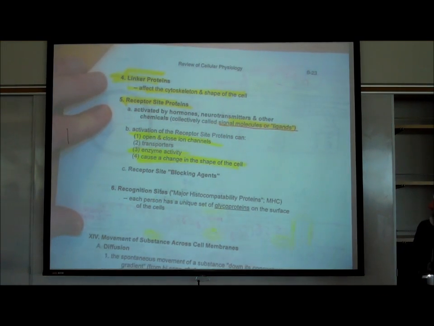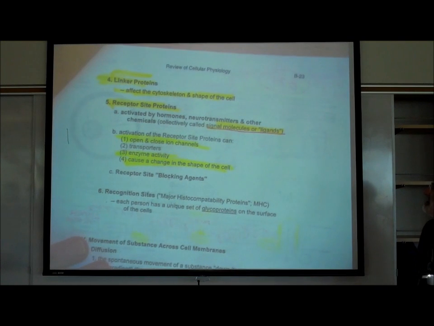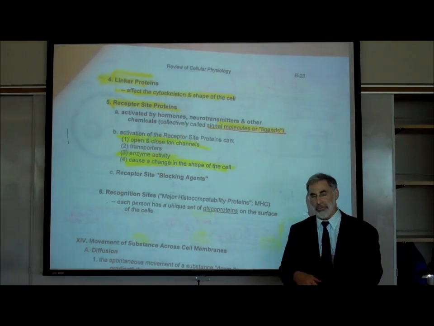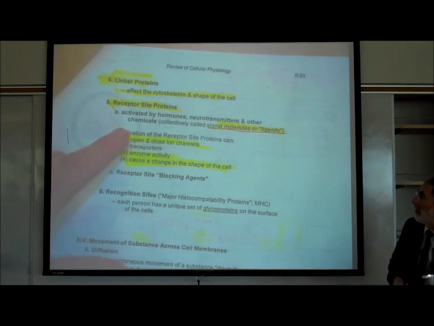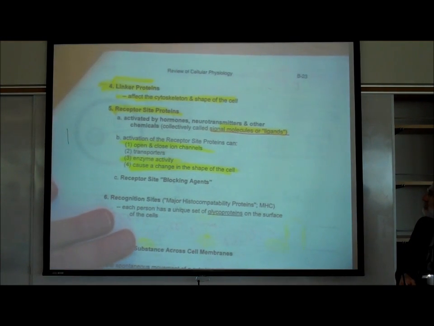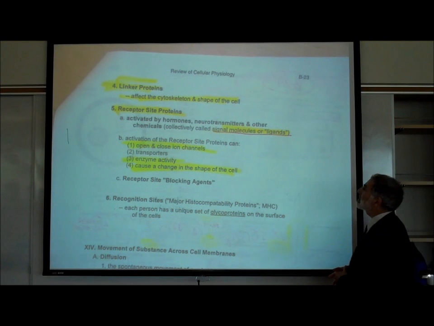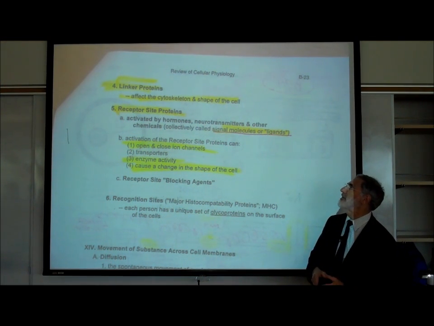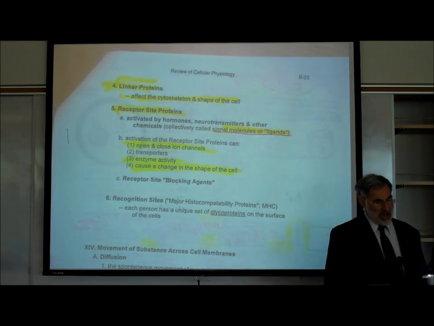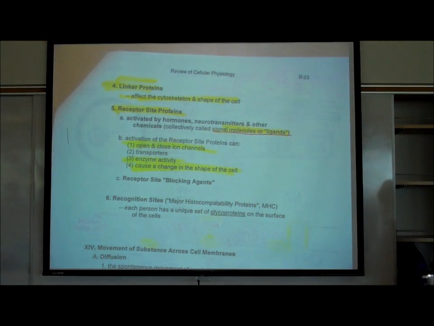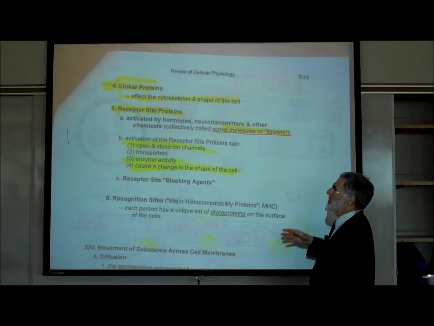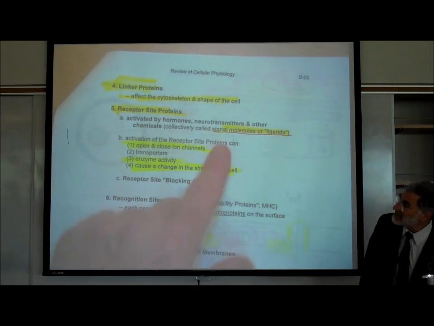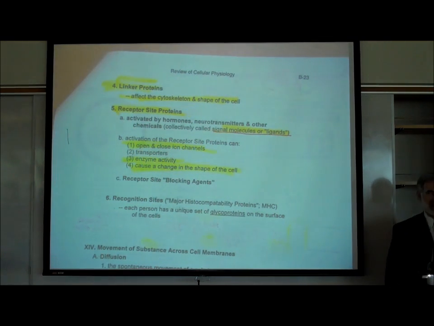Now, another very important protein, I would say among the most important of all the proteins, certainly in the cell membrane, are receptor site proteins. Now, these receptor site proteins are proteins that can be activated by hormones, neurotransmitters, and other chemicals. Any chemical that activates a receptor site is known as a signal molecule or ligand.